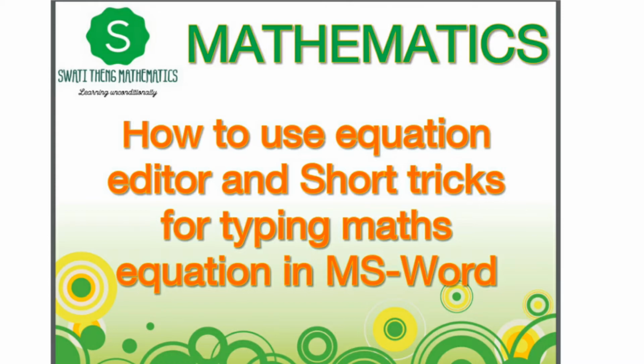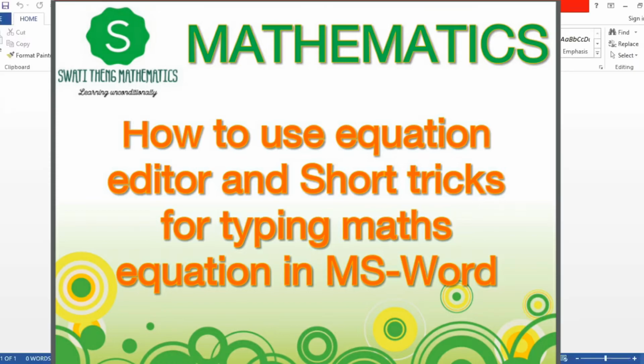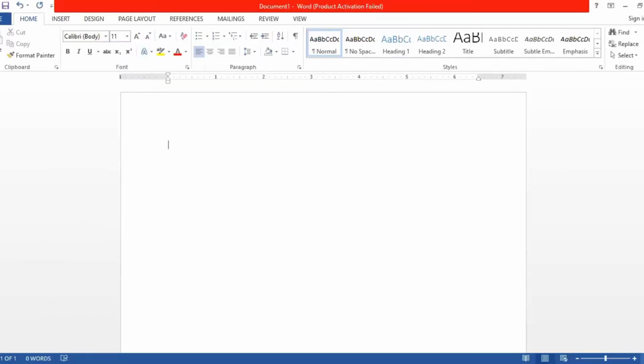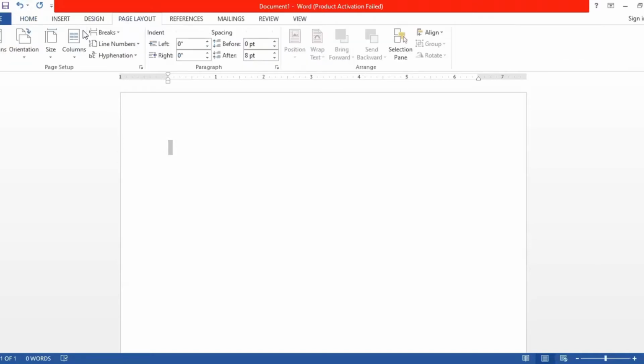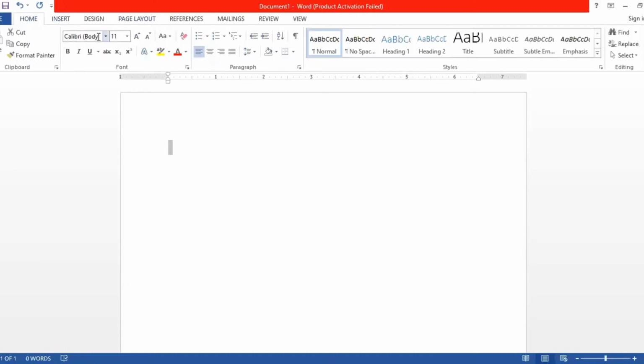in an MS Word file. As you know, if a math equation is very lengthy, then for typing the equation we require some symbols, some operators, and every time we have to go to Insert and then Equation. It's taking too much time, and if we are typing books or papers, then this process is very lengthy. So for that I am making this video to give an idea of short tricks for equations.